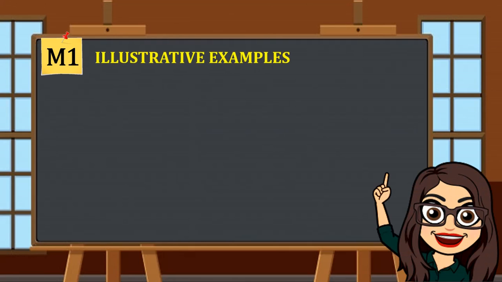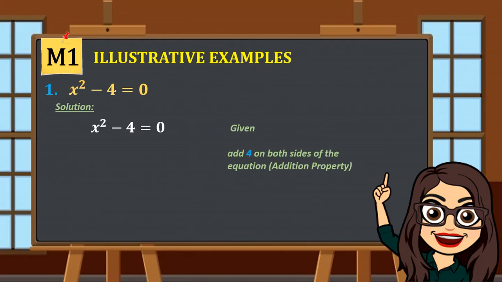So we have here the different illustrative examples. Number 1, x squared minus 4 equals 0. Solution. Given. First step is to add 4 on both sides of the equation. So x squared minus 4 plus 4 equals 0 plus 4. So for the left side, cancel negative 4 plus 4. Then we have x squared. Equal sign. 0 plus 4 is positive 4.